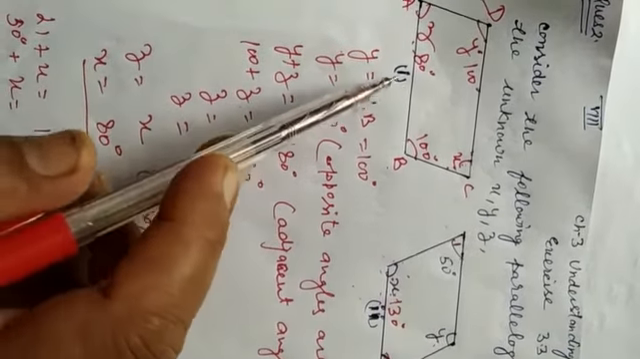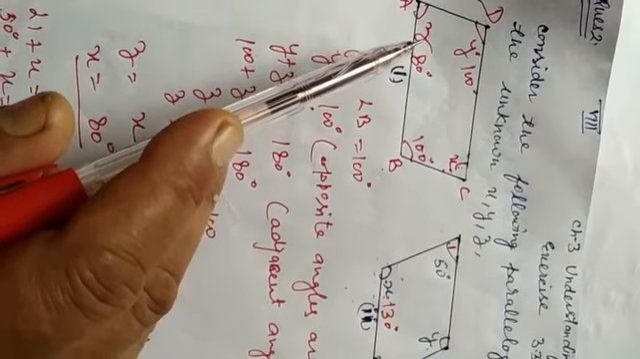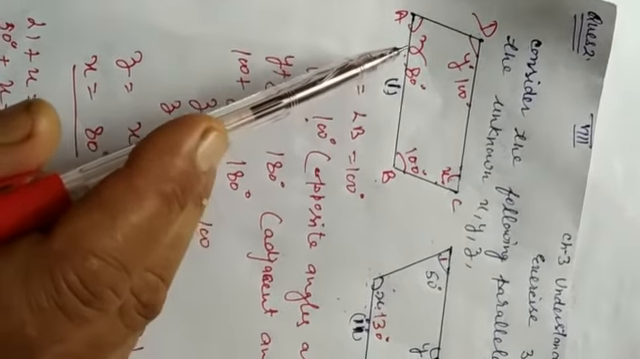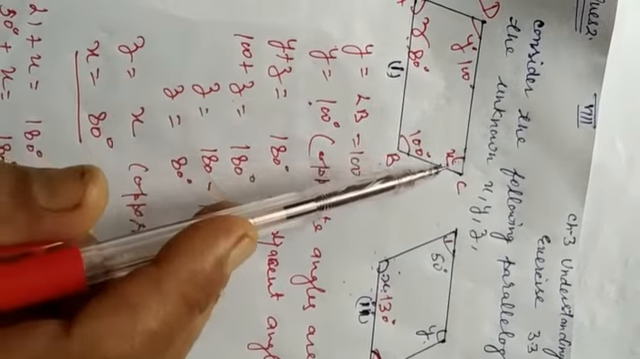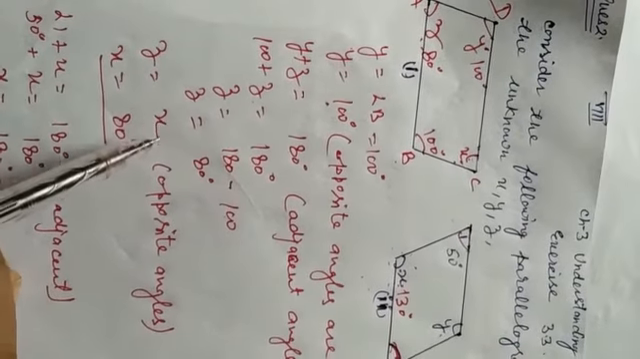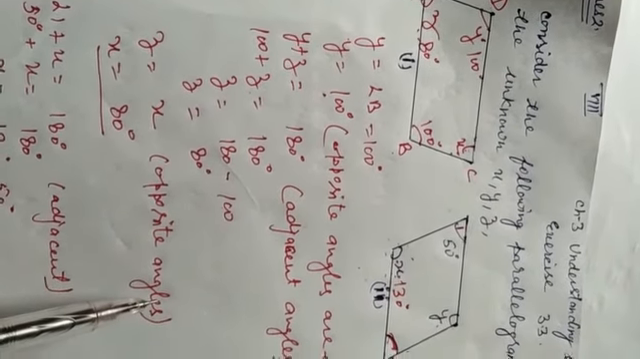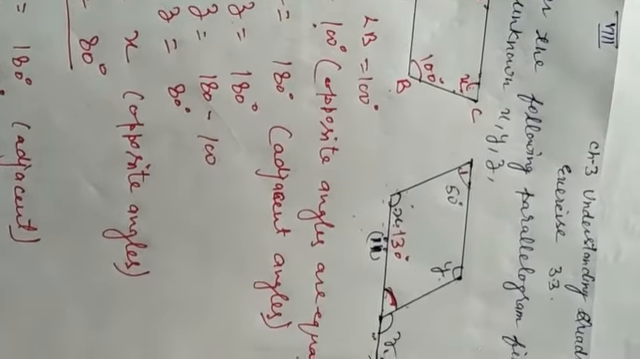Now again we have to find this x. Again we know that the opposite angles are equal, so the value of z and x will be equal. This z and x will be equal. Opposite angles are these, so y is equal to x because they both are opposite angles. So x will be 80.